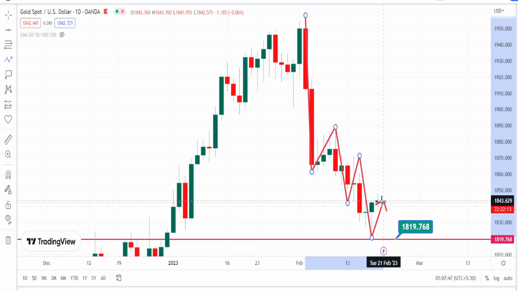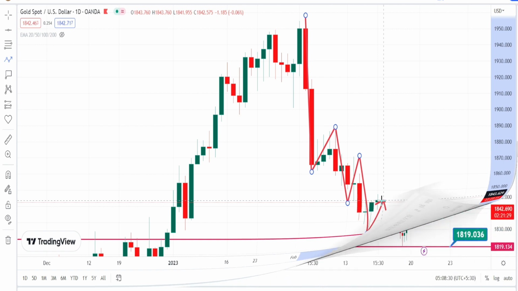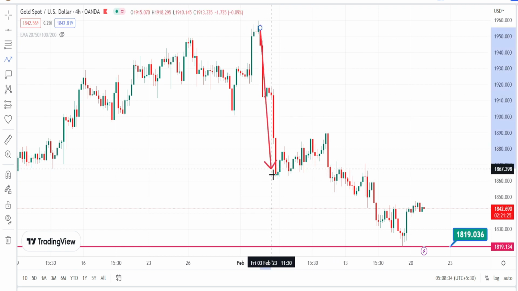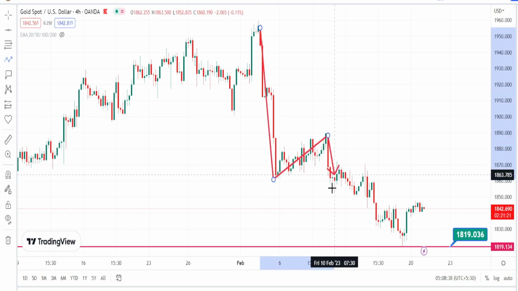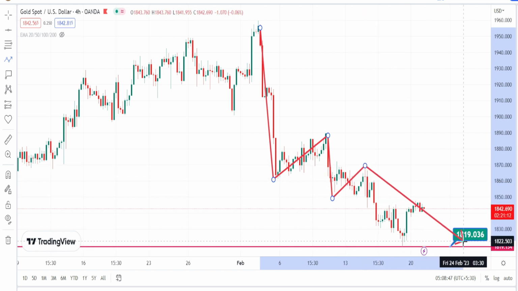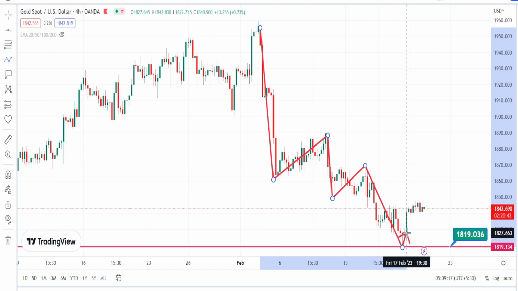Let us look at the price action in 4 hours time frame. I am in 4 hours time frame, and in 4 hours time frame also we are clearly noticing the current bearish trend to continue, and currently we are noticing the price action to take support around the support level of 1819, and to bounce back on the bullish side retracement.